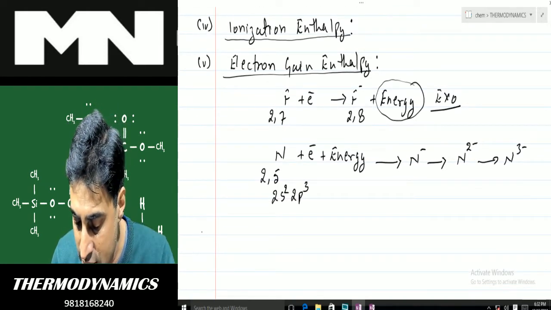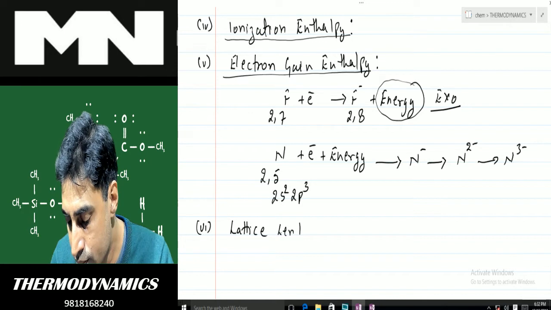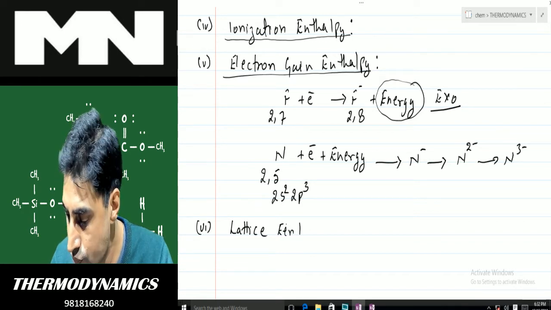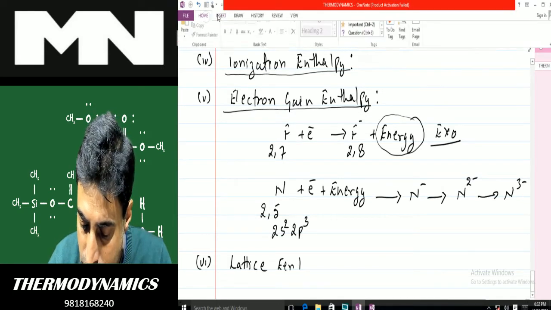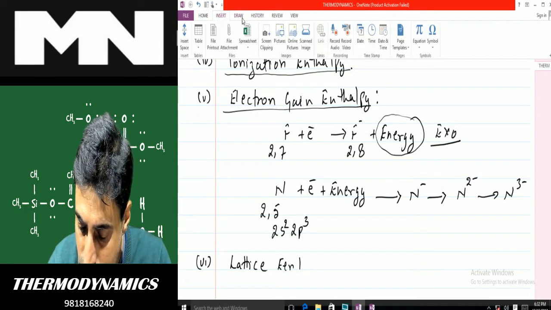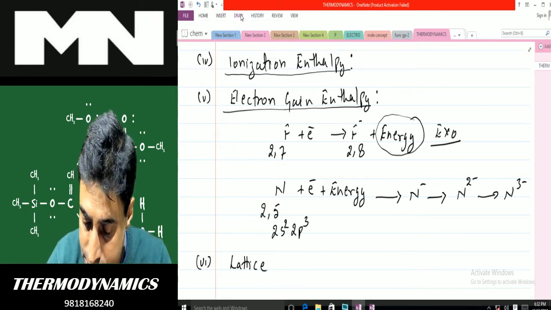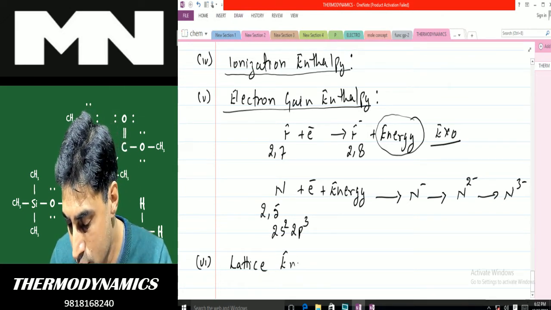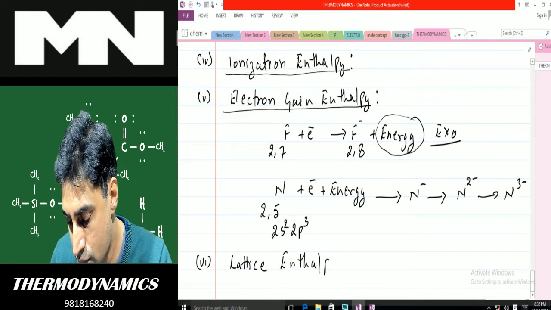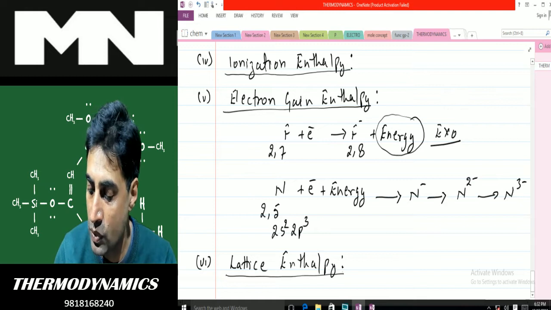Likewise, the last one is the lattice enthalpy. Lattice enthalpy. We'll see what lattice enthalpy means.